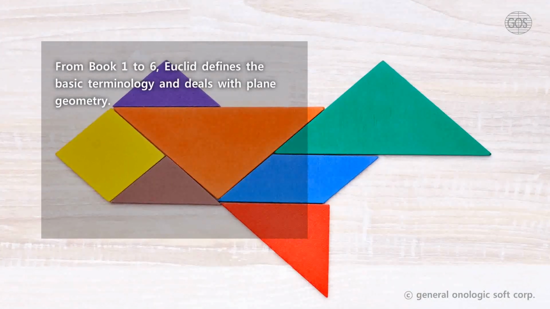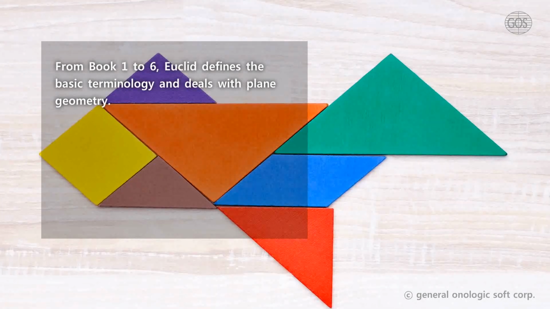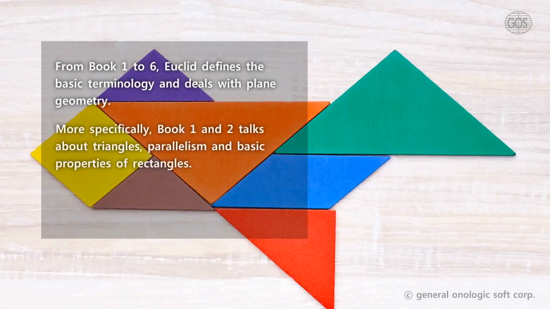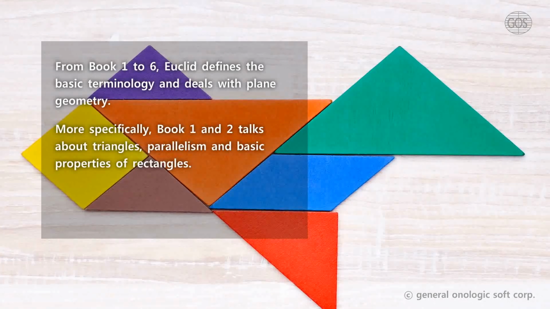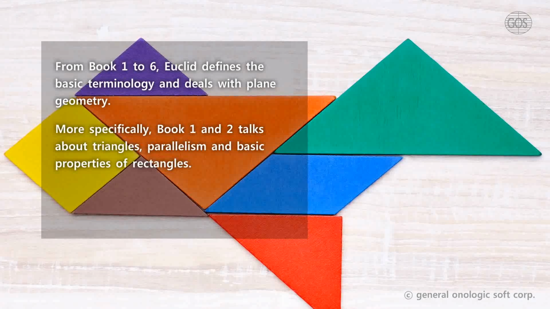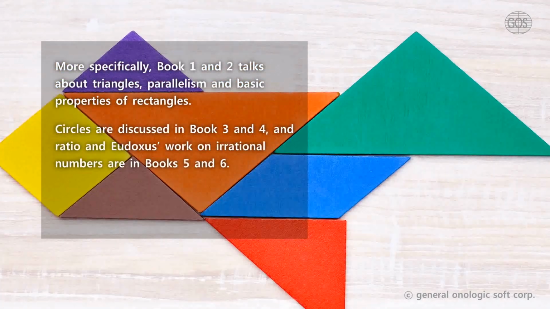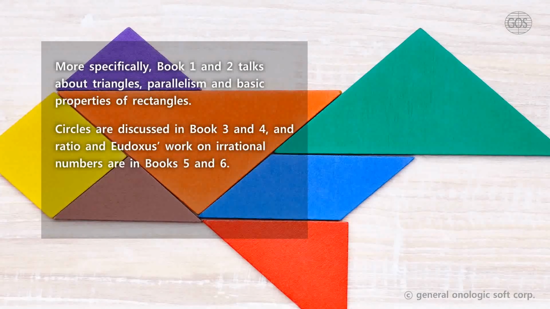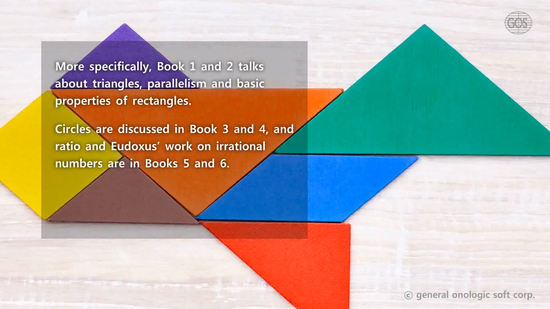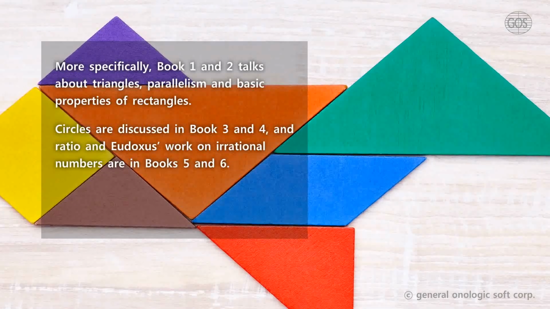From Book 1 to 6, Euclid defines the basic terminology and deals with plane geometry. More specifically, Book 1 and 2 talk about triangles, parallelism and basic properties of rectangles. Circles are discussed in Book 3 and 4, and ratio and Eudoxus' work on irrational numbers are in Books 5 and 6.